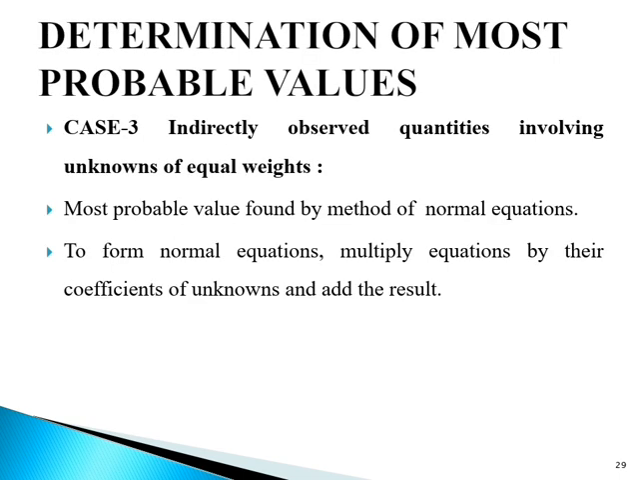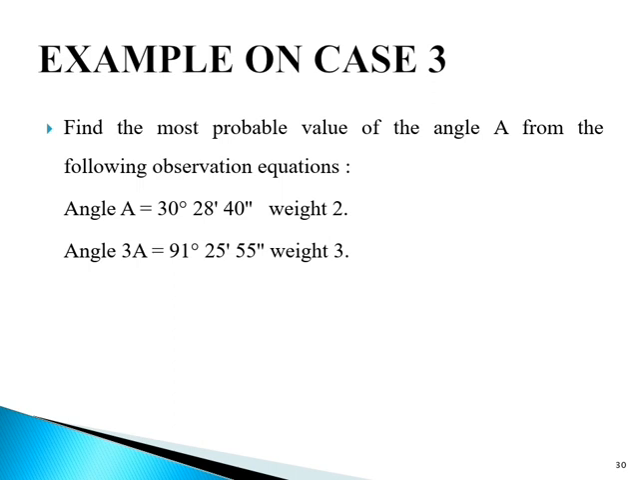Next is case 3. Indirectly observed quantities involving unknowns of equal weights. In this case, the most probable values of the unknowns are generally found by the method of normal equations. To form a normal equation, multiply the equation by the coefficients of the unknowns and add the results. So let's see an example based on case 3.